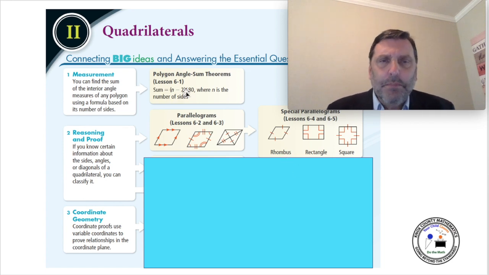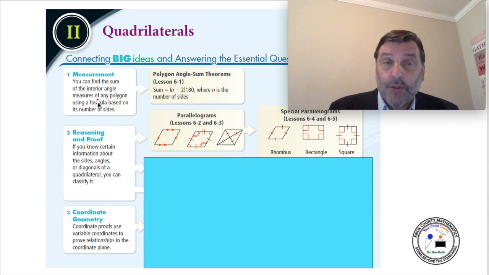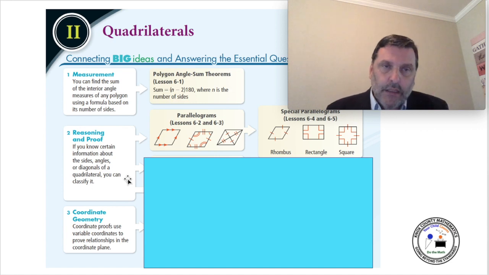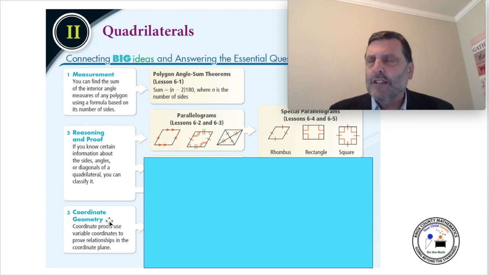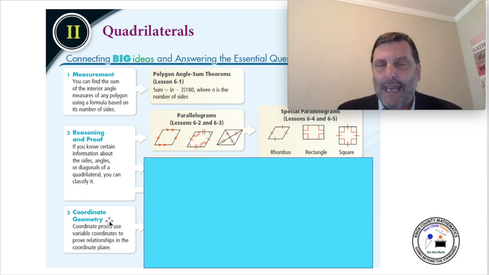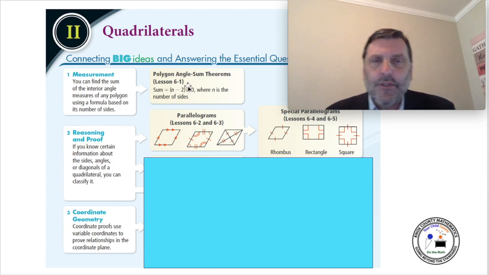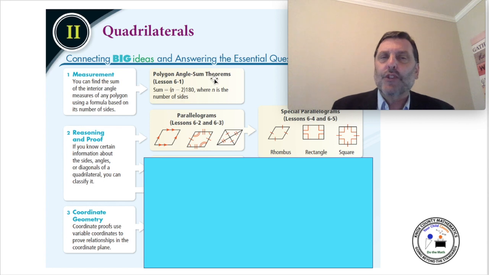The three big ideas revolve around measurement, reasoning and proof, and coordinate geometry. Finding the sum of the interior angle measures of any polygon using a formula, and then reasoning and proof: how do we use this information to solve problems? And the coordinate geometry, which actually is not part of this packet, we're going to leave that out because we're going to limit it to just the first four or five topics in here. And the first thing is the polygon angle sum theorem.